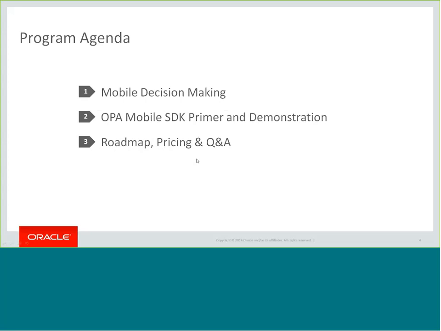So, the basic approach today is to talk about three areas. The first is, what is Oracle's approach to mobile decision making in general? What's the stack of technologies that we look at in this space? And then do a bit of a deep dive into the mobile SDK itself, the OPA Mobile SDK. So we'll talk about some of the key capabilities that it offers, and then dive into a demonstration that Phil will show of what you can do with it and how you can hook it up to other applications in particular. And then for the last section, we'll drop into roadmap, talk a bit about how the pricing is structured, and then take any questions and answers.